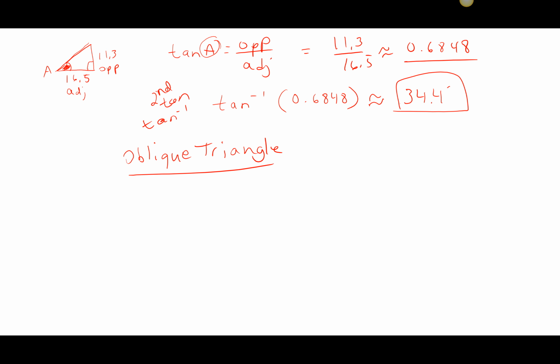So we're going to use something called the law of sines. You don't have to memorize this, but it's very helpful. The law of sines states that the lengths of a triangle's sides are proportional to the sines of the corresponding angles. So the easiest way to show you that would be just a picture. Okay, so what if we have this triangle?